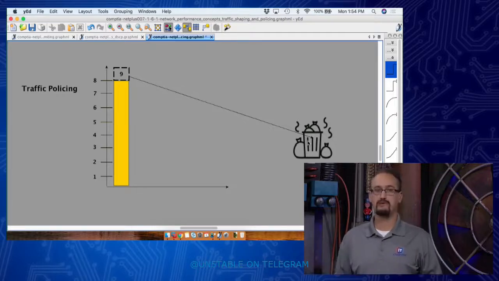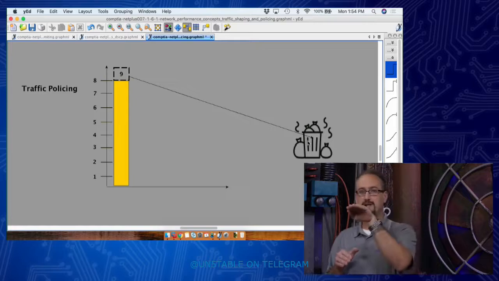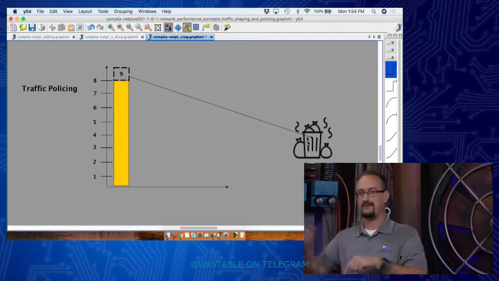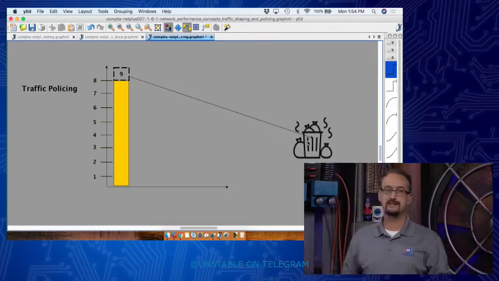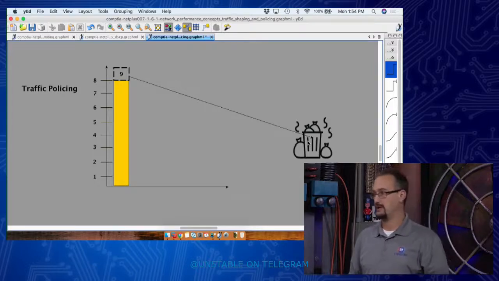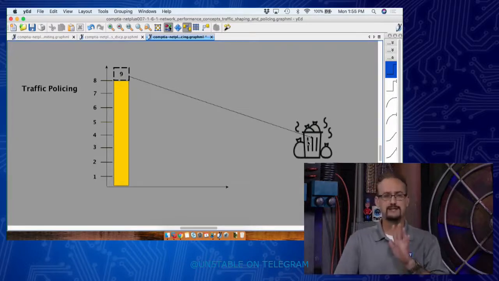Sorry, you can't send any more information than that, right? We're not shaping the traffic. We're not saying, okay, I just want this steady rate and anything extra will be buffered and then sent. No. Policing says, you're going to send this amount of information. If you send more, I'm just going to discard it. So that is something to understand when it comes to the difference between traffic shaping and traffic policing.